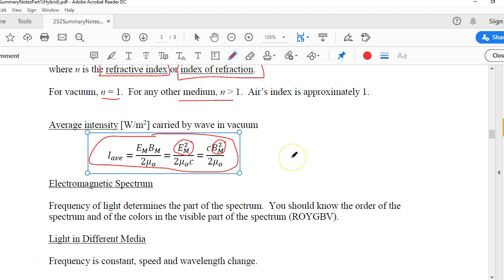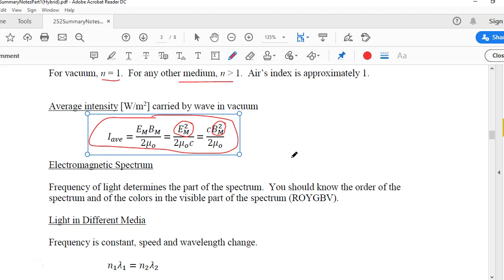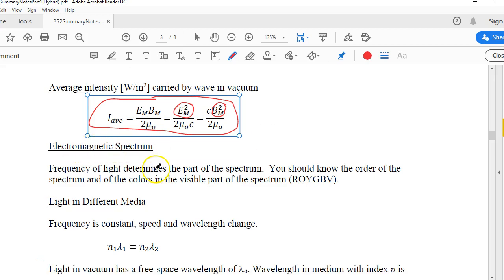Now, the electromagnetic spectrum, I don't want to spend a tremendous amount of time on. In fact, I'm going to stop this video now because I don't want to make it too long. I'll make another video where we continue and talk about the electromagnetic spectrum and light in different media. So I'm going to end this here.